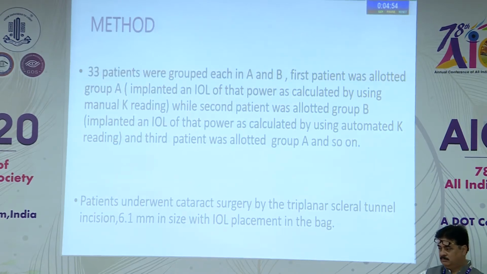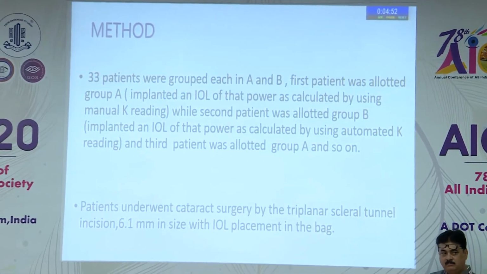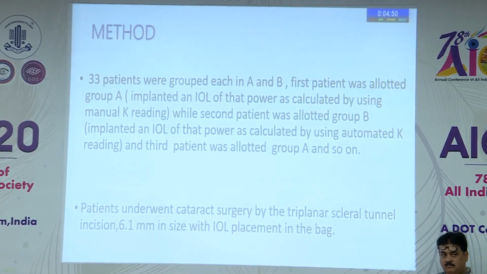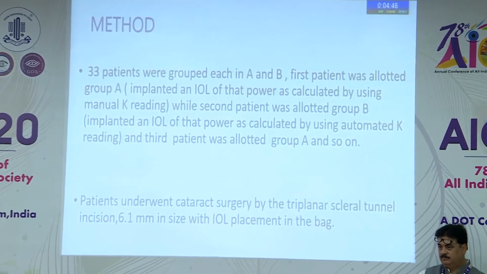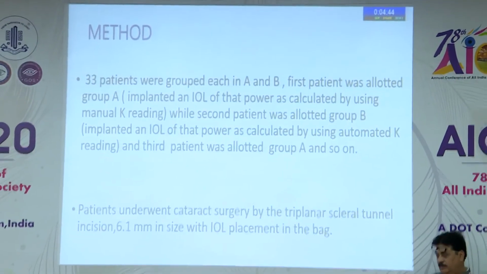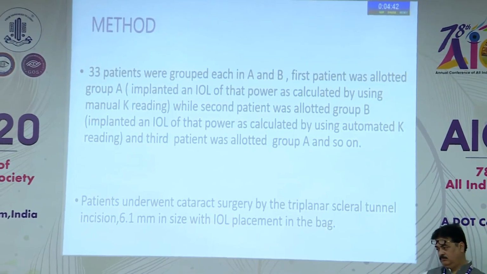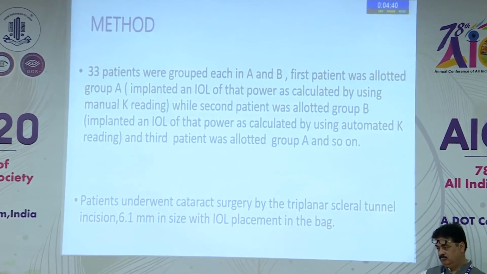We had 33 patients which were grouped in A and B groups. The first patient was allotted group A, and he was implanted an IOL of that power as we had calculated by using manual keratometric reading. While the second patient was allotted group B, he was implanted an IOL as assessed by using the automated keratometric reading in the biometry. And the third patient again fell in group A, and so on and so forth, till 33 patients were operated in each group.